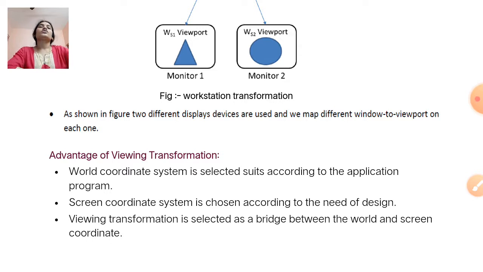So this is your viewing pipeline and window to viewport coordinate transformation. In this class we covered the viewing pipeline. In the viewing pipeline we learned what a window is, what a viewport is, and what viewing transformation is, and also learned the window to viewport coordinate transformation.